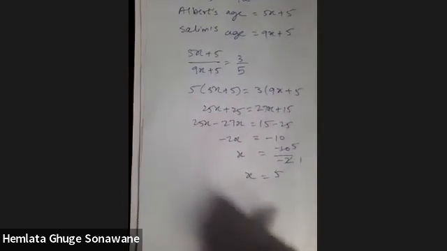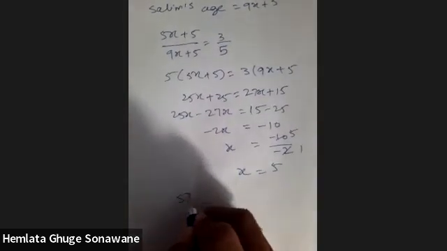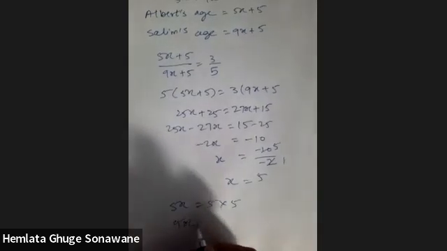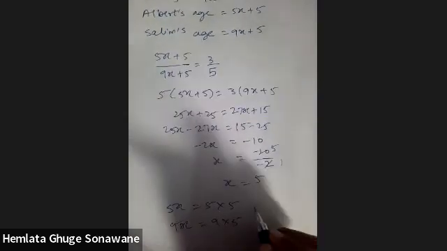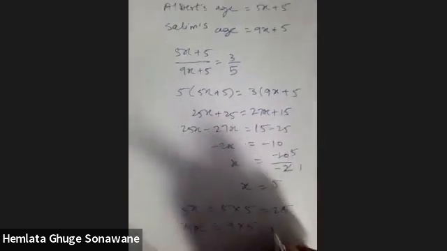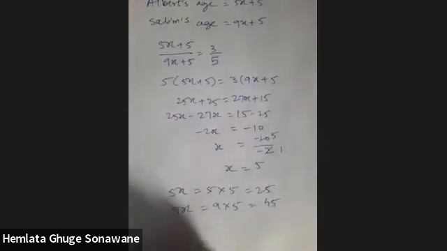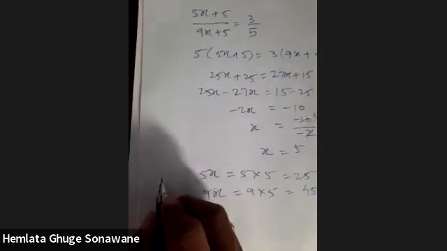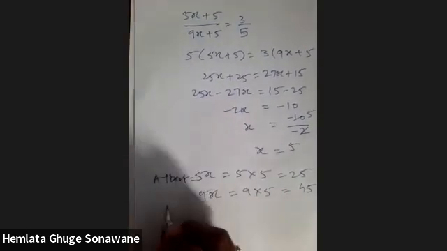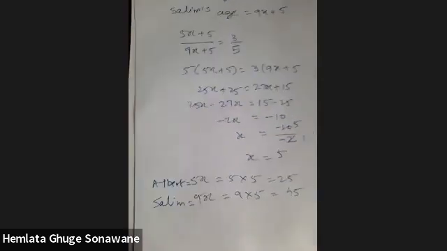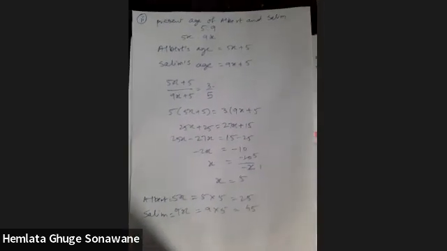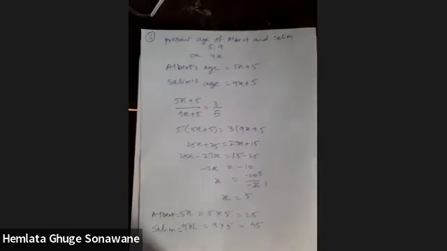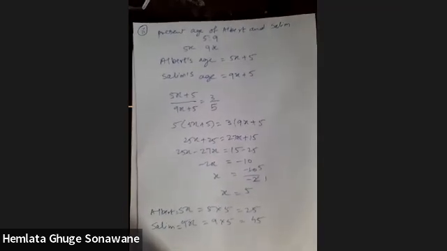We have to find out their present ages. So 5x is equal to 5 into 5, and 9x of Salim, that is 9 into 5. 5 5s are 25 and 9 5s are 45. This is Albert's age, 25 years, and Salim's age is 45. Okay, in this way, we have to find out the present ages of the person. Just go through the solution.